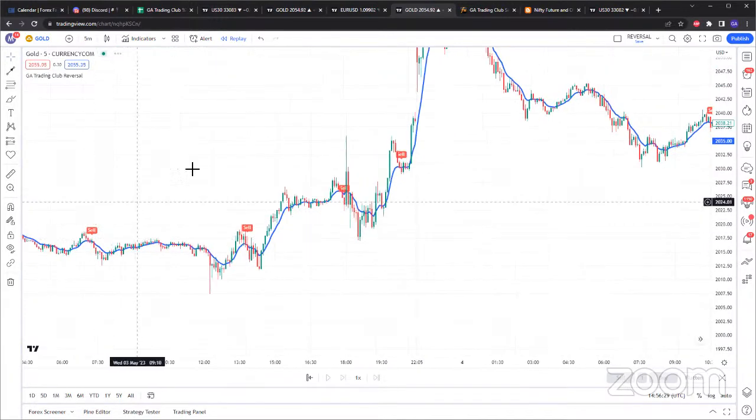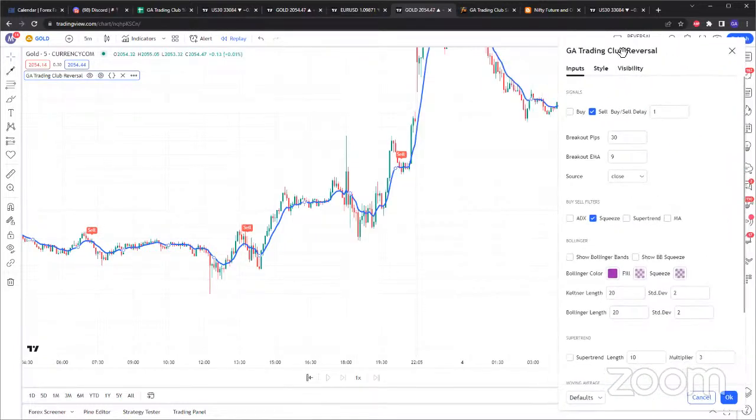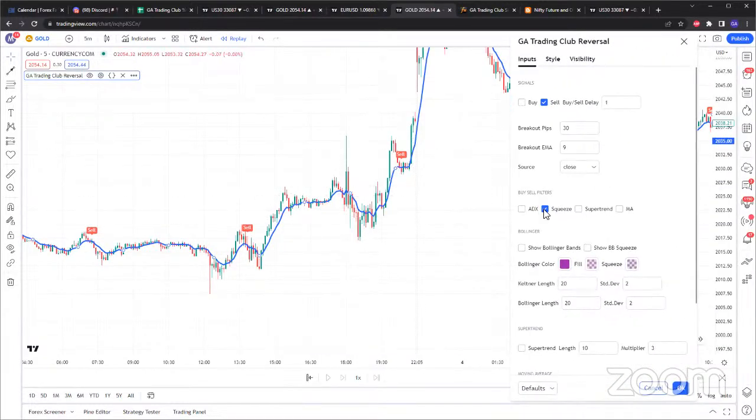And you can see here we have a lot of consolidation. I think we squeeze. So if we do squeeze, some of these sells should be taken off. I think there was one that was taken off. Let's try Supertrend.